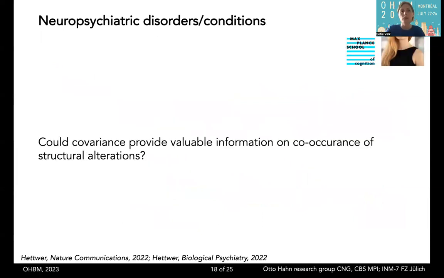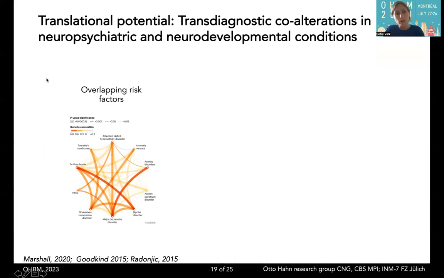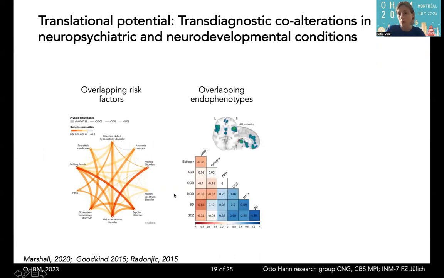Last, I want to speak a bit about neuropsychiatric disorders and conditions, because we wondered, together with Maaike Hetwer, who's also a PhD in the lab, could covariance provide valuable information on the co-occurrence of structural alterations? So maybe there's some translational potential, because transdiagnostic co-alterations in neuropsychiatric and neurodevelopmental conditions happen because there's some genetic relationship between different neuropsychiatric conditions, such as anxiety disorders and major depressive disorders. And we also know that there are overlapping endophenotypes when you look at the impact they have on brain structure. And we also know that there's network-based pathology, implying that there are coordinated changes in the brain, looking not at regional level, but inter-regional relationships.